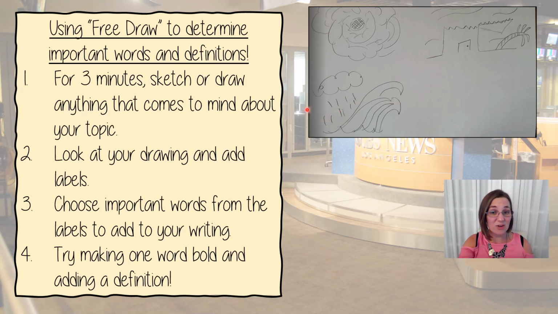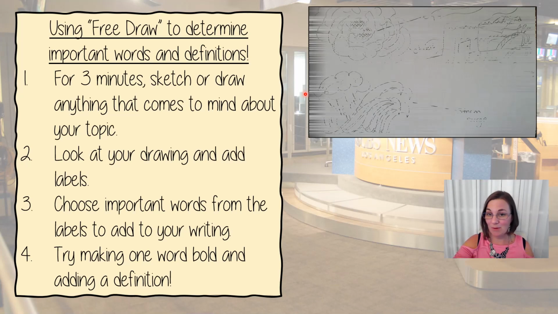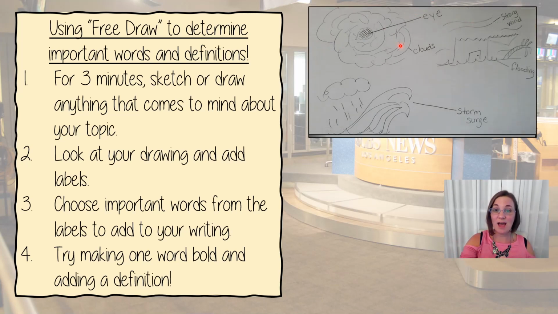So here are the labels that I'm adding to my paper. I made sure to label the eye of the storm because I know that's an important part of the storm, and so that everyone would know these are clouds because I'm not the best cloud drawer. Plus, I know that a hurricane is made out of very thick clouds. On my damage picture, I wanted to label that there was strong wind and flooding because those are the two things that cause damage. And then I know that these big waves that slam into the shore are called storm surge, and I put that important word down there.